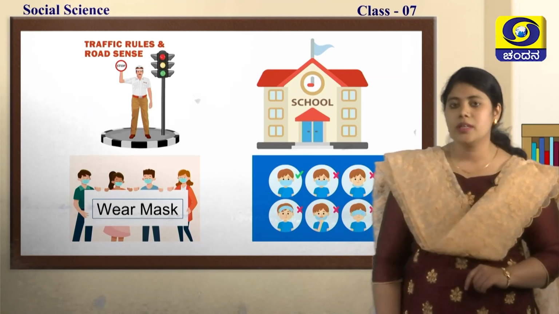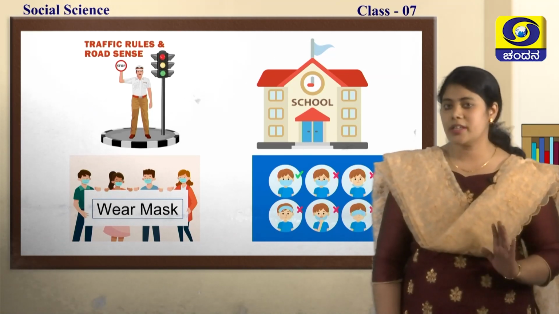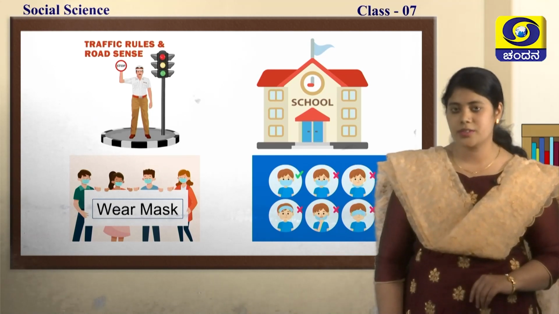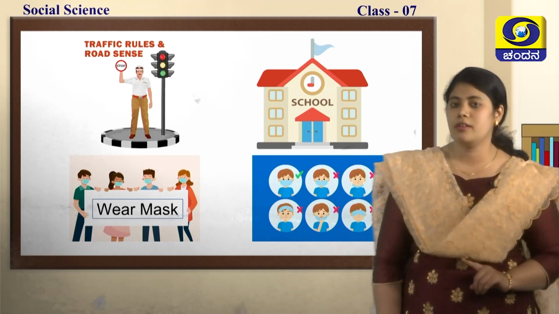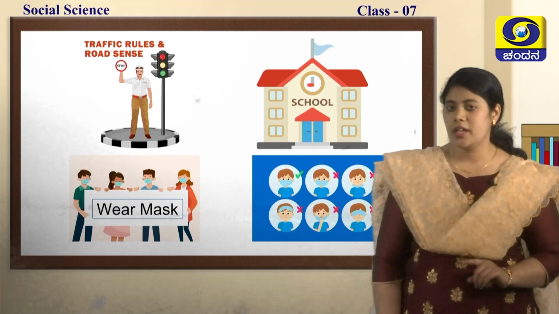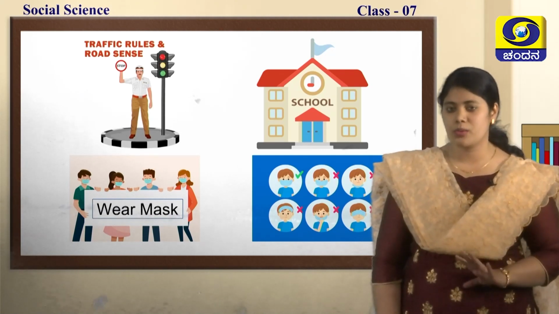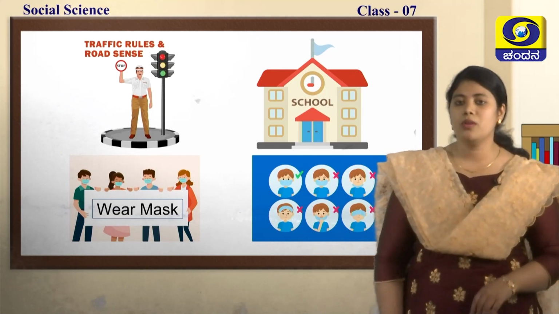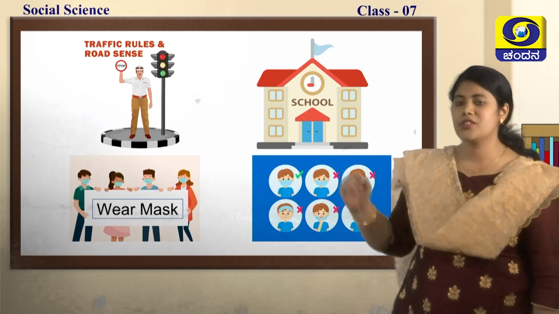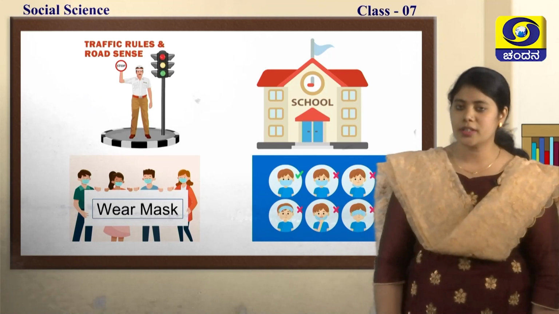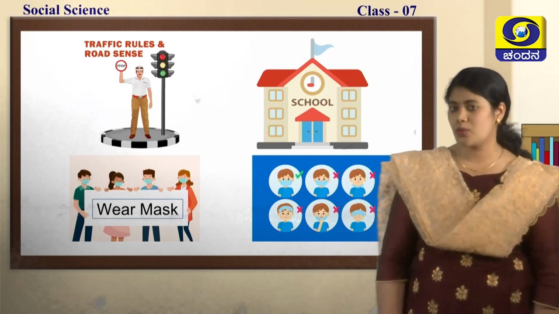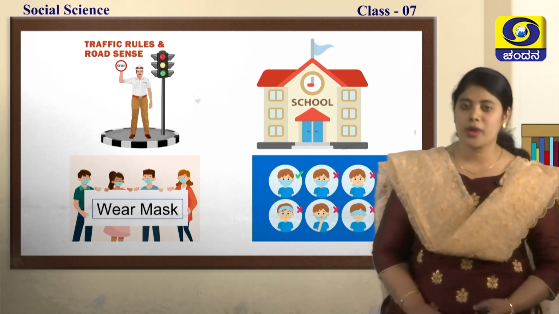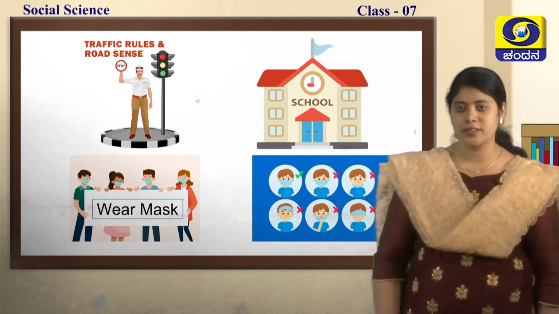And I think you have seen the traffic signal also, right students? Each color in the traffic signal indicates one rule or another, right? Yes. Okay. Now, we will move to the second image, that is of a school. What are the rules that we have to follow in schools? Yes, we have to go on time, right students?